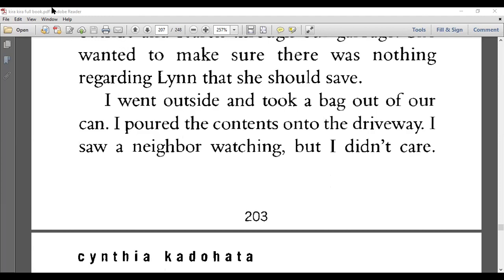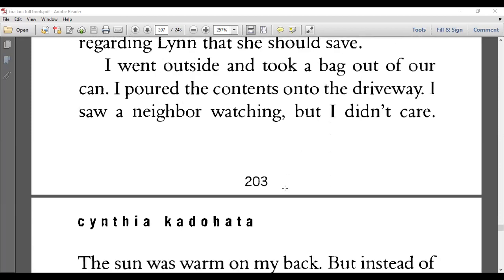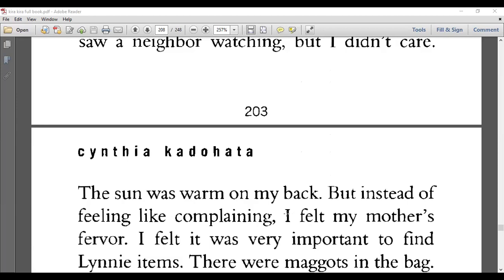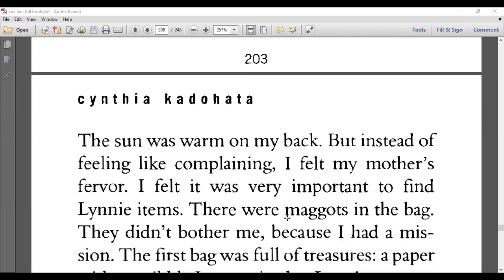I went outside and took a bag out of our can. I poured the contents onto the driveway. I saw a neighbor watching, but I didn't care. So it would look kind of embarrassing to be rummaging through garbage, but Katie doesn't care at this point.